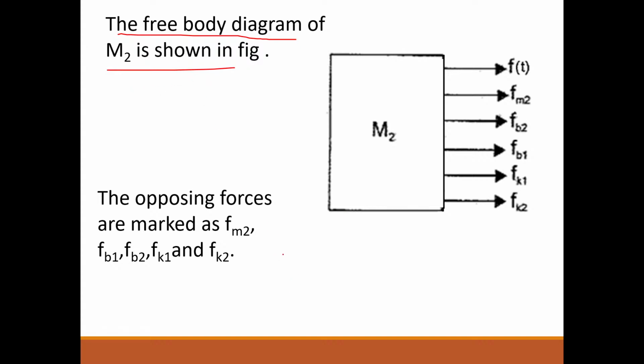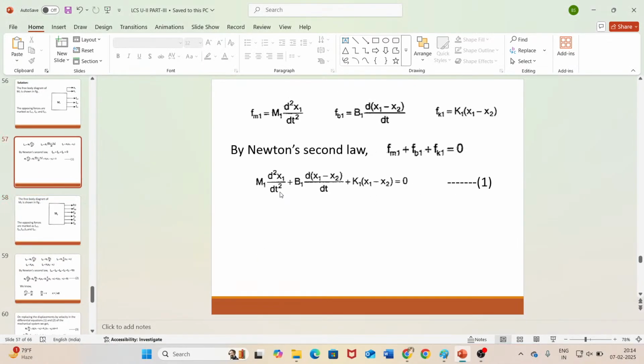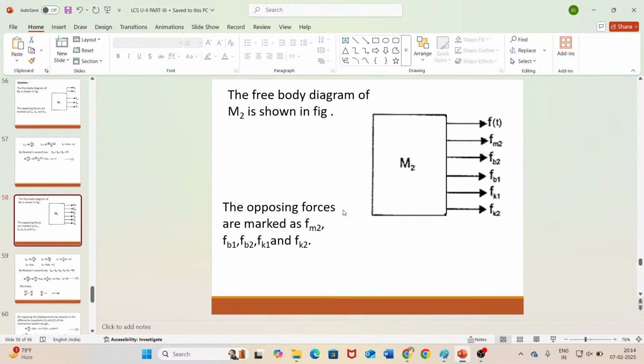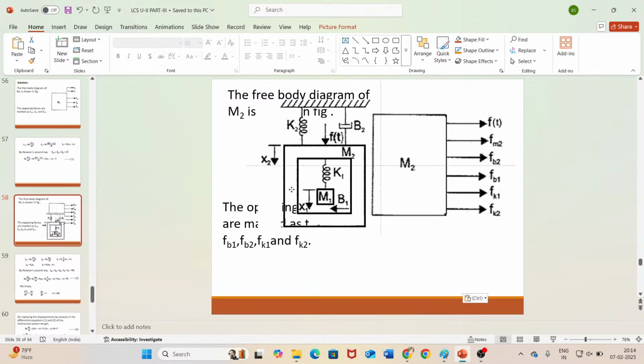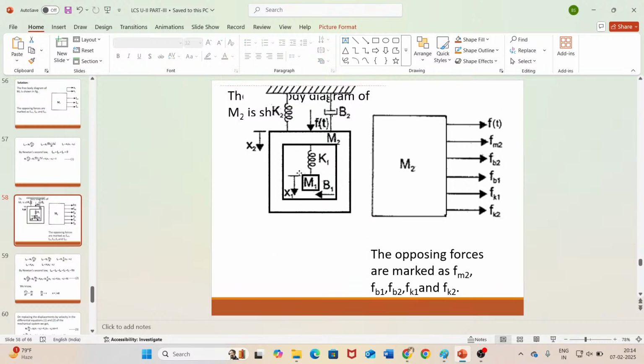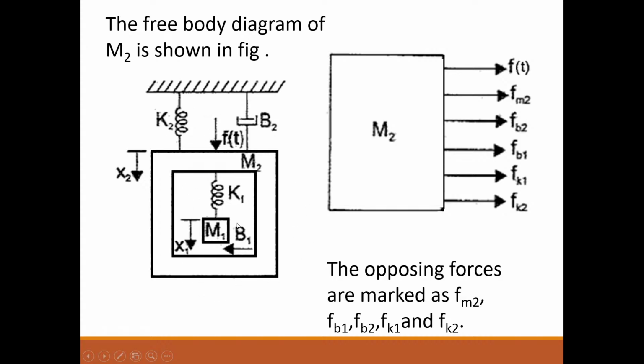Okay. So in order to draw the free body diagram of mass m2, let me copy the actual mechanical system. Okay. So this is our given mechanical translational system. So let us see the opposing forces at M2. So at M2, what are all the opposing forces?